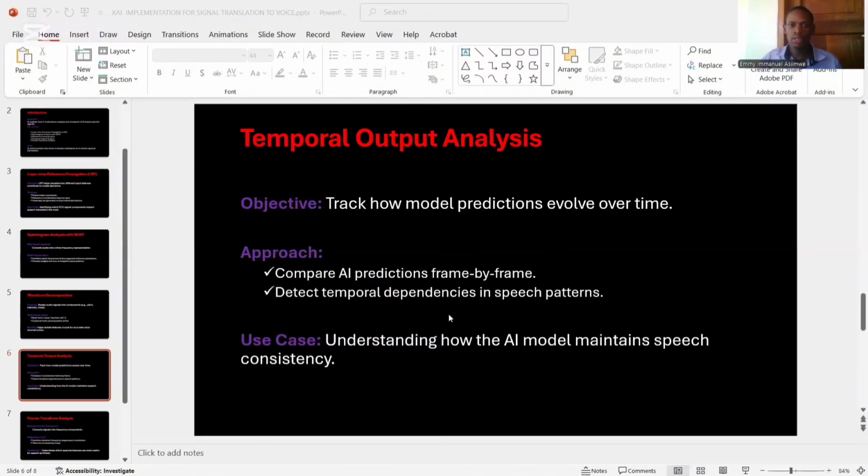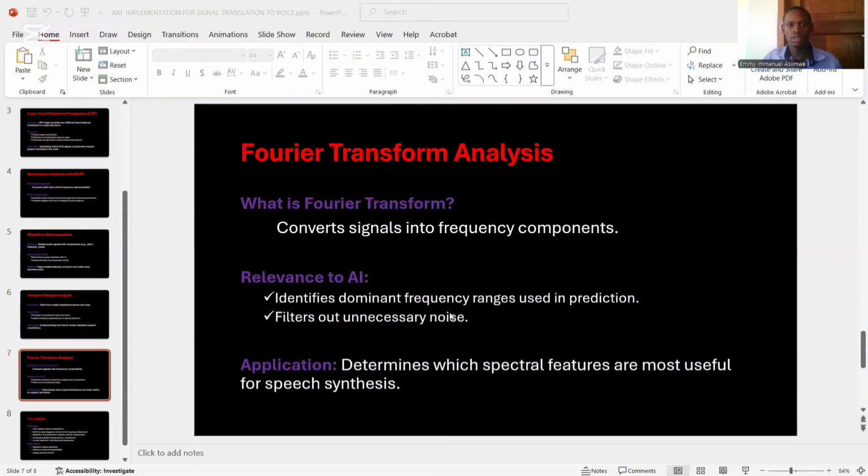Lastly was the Fourier transform analysis. What is a Fourier transform? A Fourier transform converts signals into frequency components. We used this technique to convert the signals into frequency components, because these signals have time domains, and these time domains could not easily be mapped to our model. So we had to convert these time domains into frequency domains so that they can easily be understood.